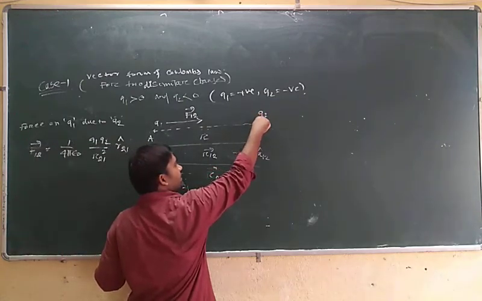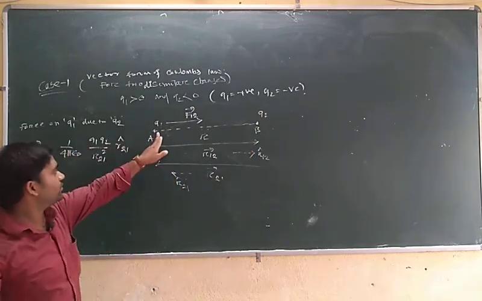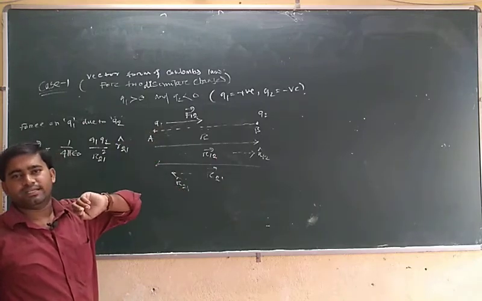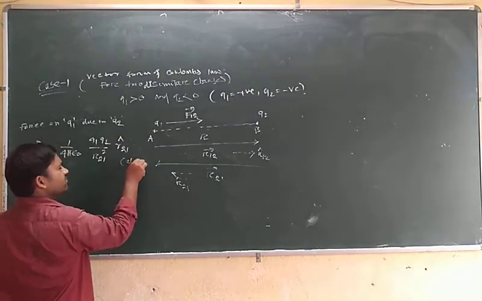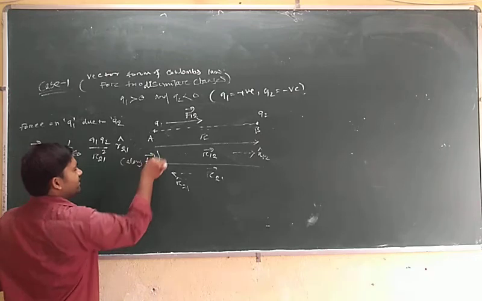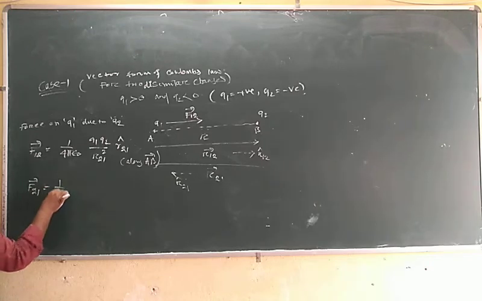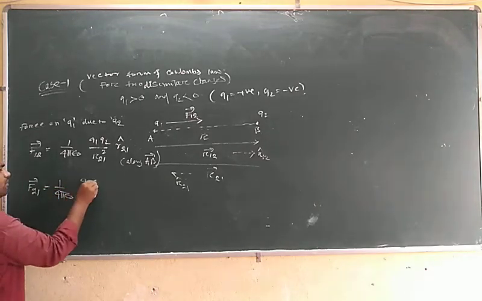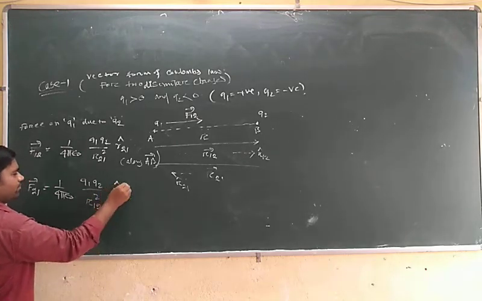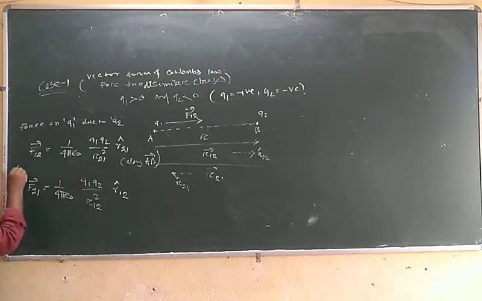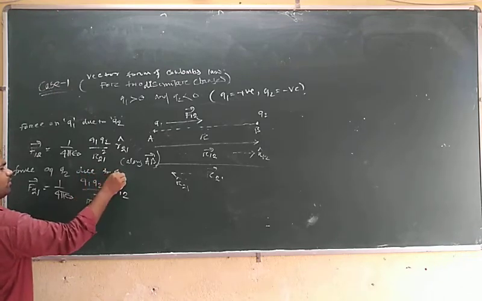When we take the action from the second charge to the first charge, and the second charge is negative, the positive charge is pulled towards the negative charge. So here the direction is along AB. Okay. Second thing, that is the F21 vector. That will be 1 by 4 pi epsilon naught q1 q2 by r12 square r12 cap. That is the force on q2 due to q1.